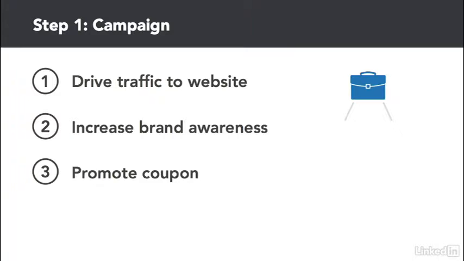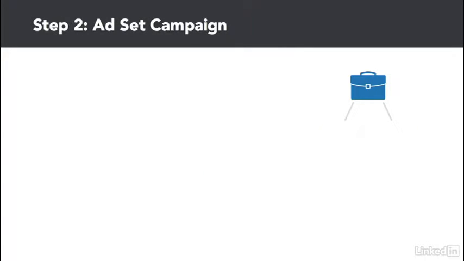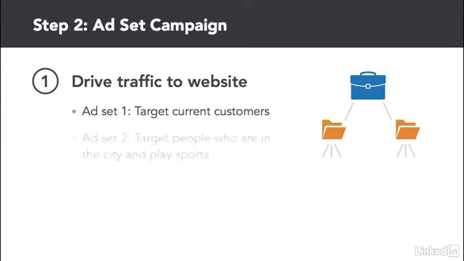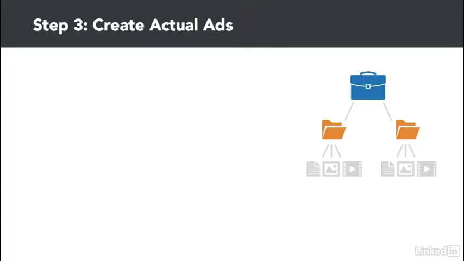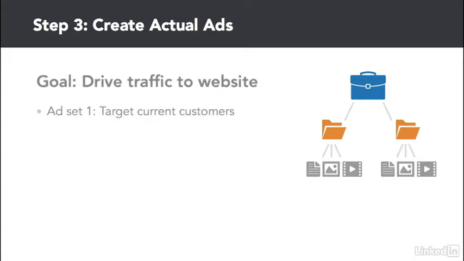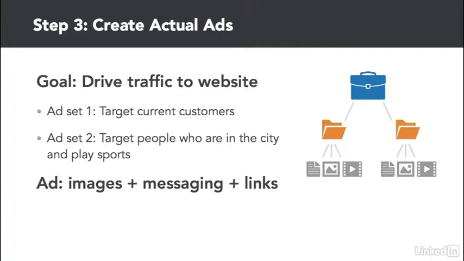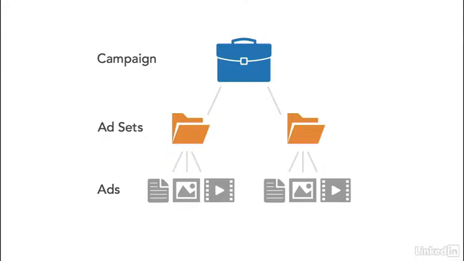So I would create a campaign for each objective. Then I'd create an ad set for each audience. For instance, if we look at the campaign to drive traffic to the website, I might create an ad set for current customers, say from an email list, and then another for people who are in the community and like to play sports. Then I'll create the actual advertisements in each set, and they'll be custom to the audience. I might try a few images to see which ads work the best, maybe use a logo in one and a photo of the beverage in another. I could run both of those ads side by side to see which one performs better.